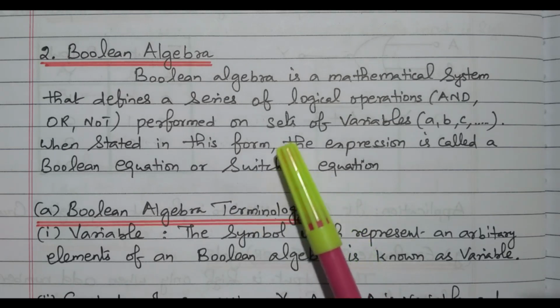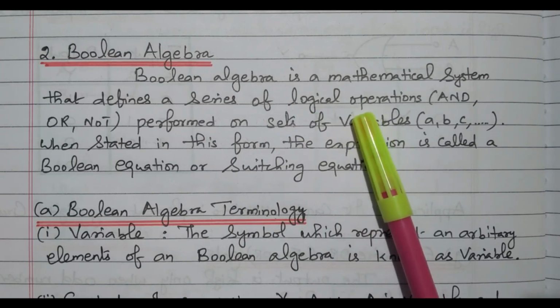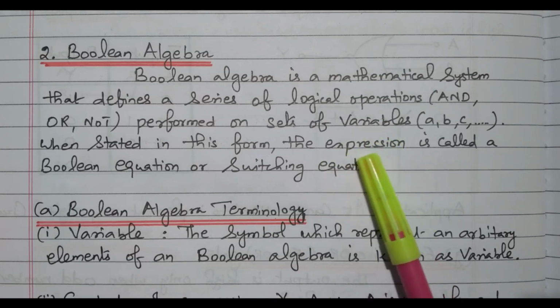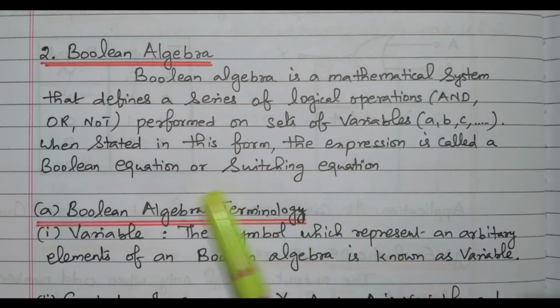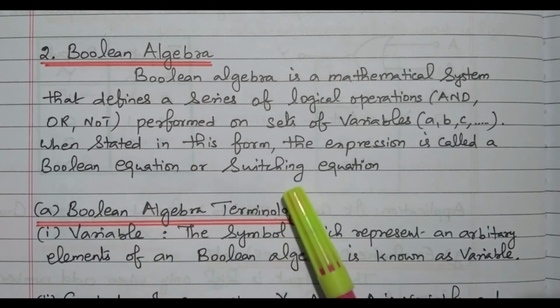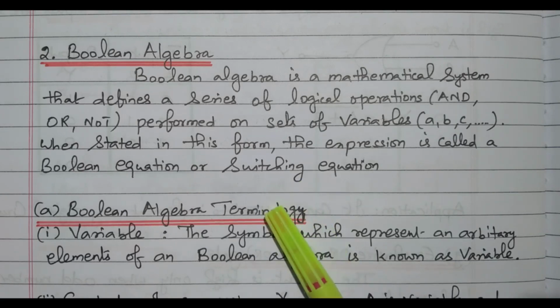So Boolean algebra means we are going to perform the logical operations AND, OR and NOT for a set of variables A, B, C. In that, the expression is available, and that expression is called a Boolean equation or switching equation. Now we will see what terminologies are available in Boolean algebra.